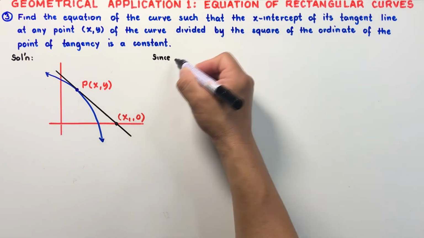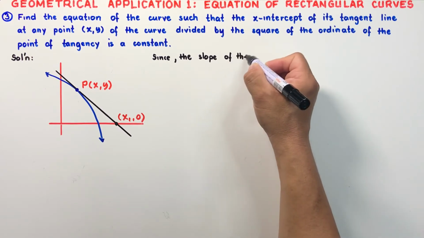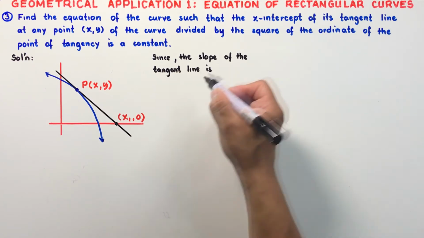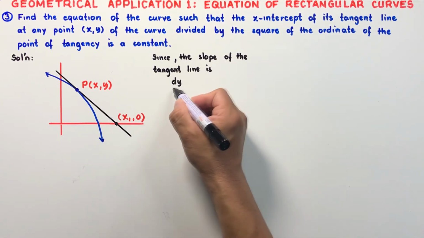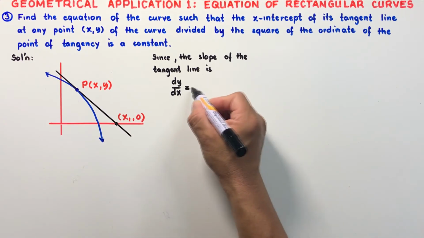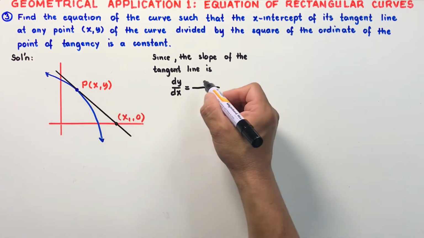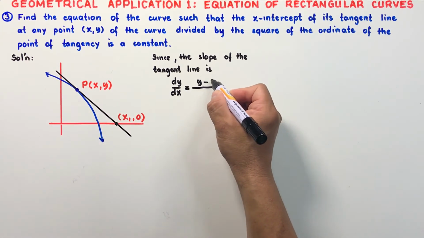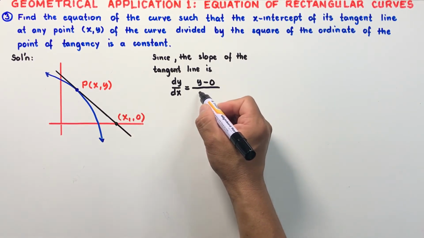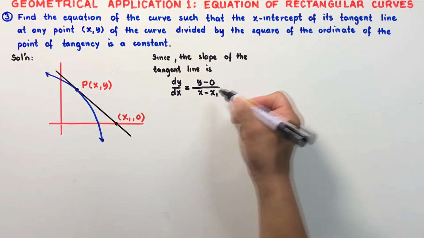And we know that the slope of the tangent line is the derivative of the function y. So this is dy/dx, which is equal to the difference of the two y's here. So we have y minus 0 over the difference of the two x's. So we have x minus x sub 1.